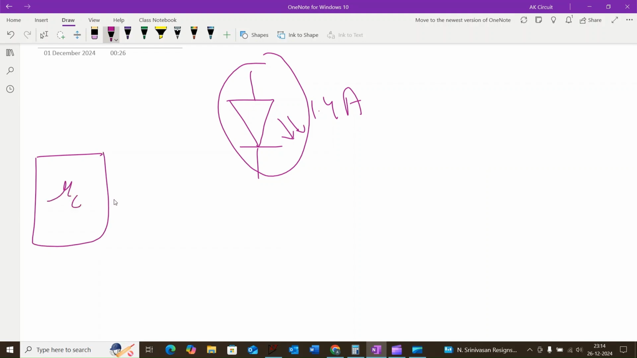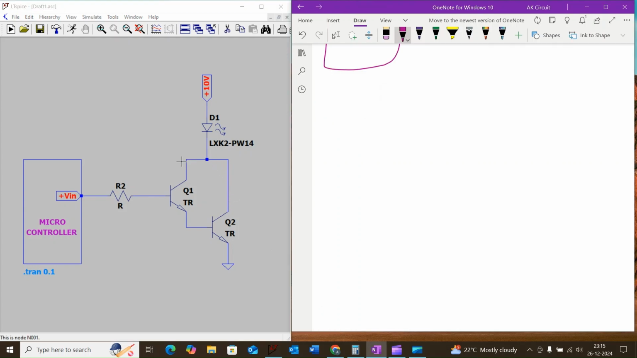The maximum output of the microcontroller will be 10 milliamps. By using this 10 milliamps we are going to control the LED. How can we make this? I think we are aware of the Darlington pair. By using this Darlington pair transistor circuit we can control the high current application.